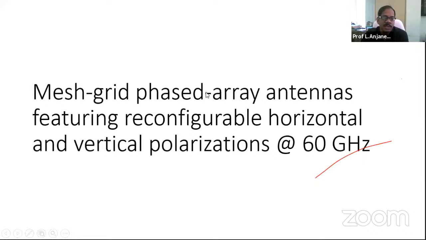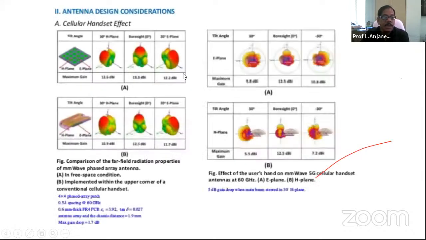This is called a mesh grid phased array antenna design, but it has a reconfigurable horizontal and vertical polarization, designed at the 60 gigahertz frequency range. Okay, 60 gigahertz frequency range. So this is the design. As you see here, it's an array.